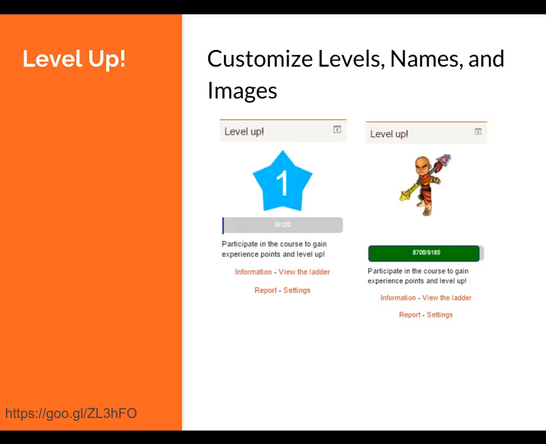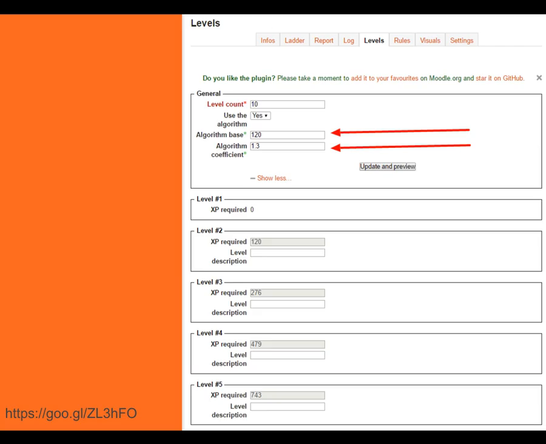And like I said, by default it just gives you little stars, but you can put whatever graphical image you want in the system to make them level up the way you want them to. You also define how they go up, like mindset with 10 different levels in the class, and it uses an algorithm that starts with 120 points, and the coefficient is 1.3, and you can play with that and automatically refigure the numbers.